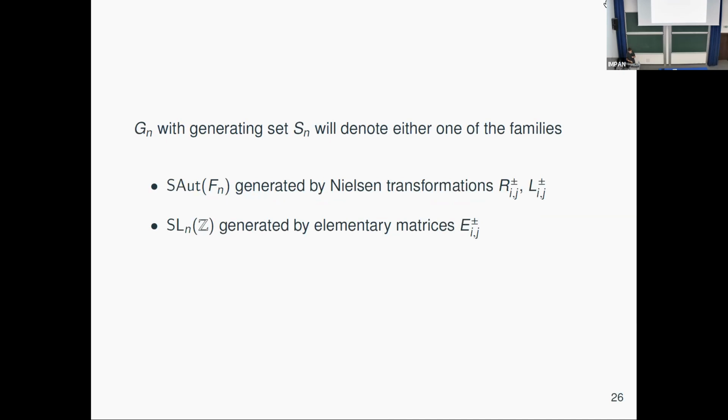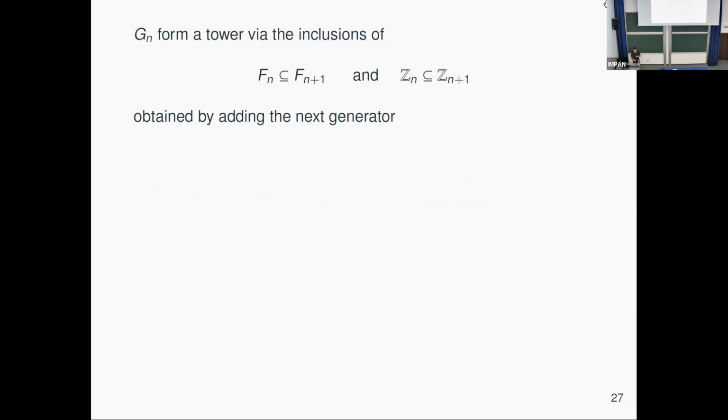The proof works for both classes of groups, for SAut(F_n) but also for SL_n(Z). These are generated either by Nielsen transformations or the elementary matrices. Both families have a very nice structure where they form a tower of inclusions where you just add a generator to the base group, right? So you take the next power.